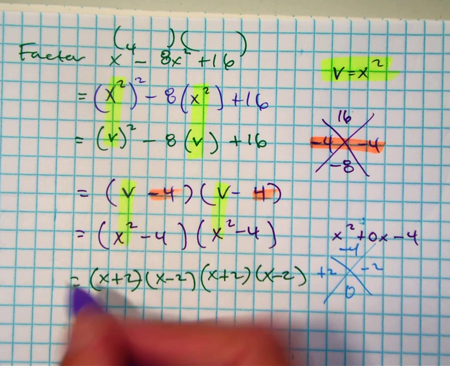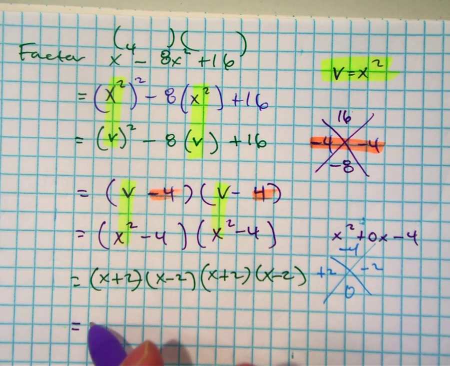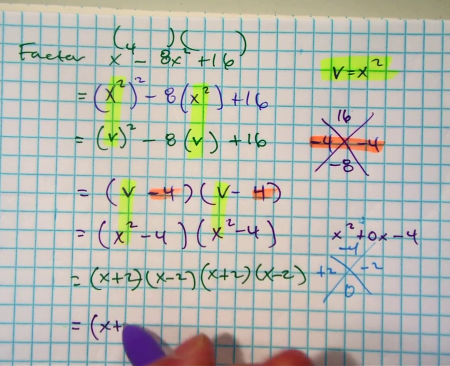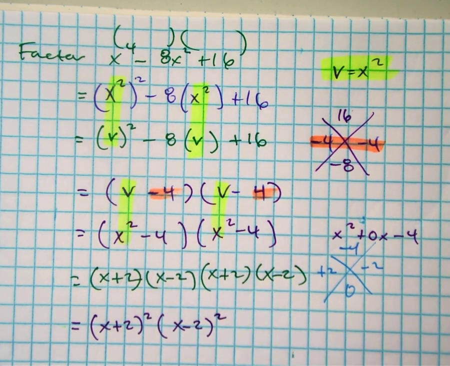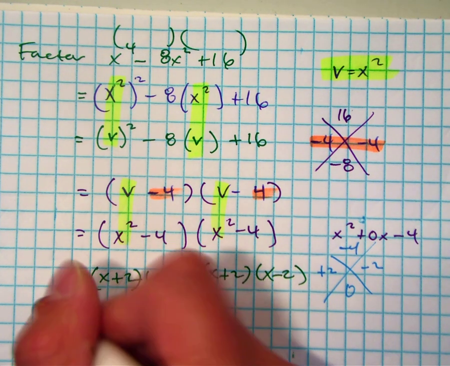And then we can just write those with exponent or multiplicity. X plus 2 squared, you have 2 of those. And x minus 2 squared. And then I'm going to box my answer.